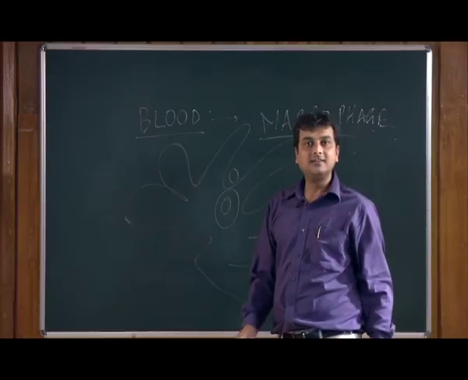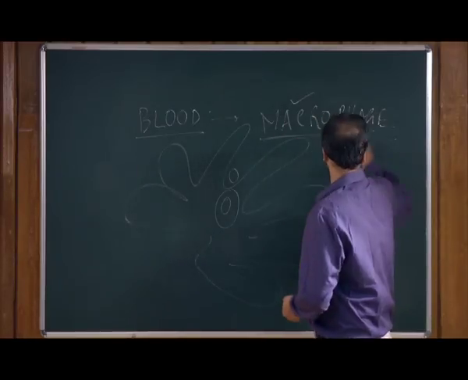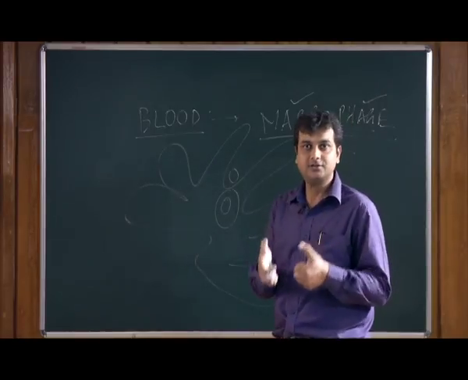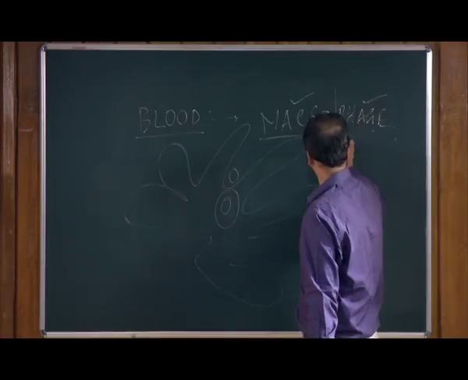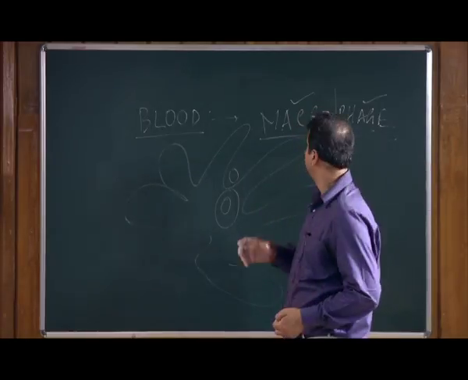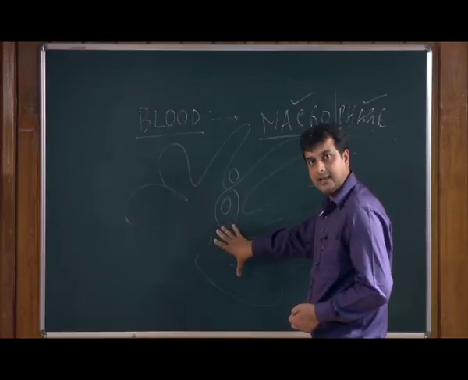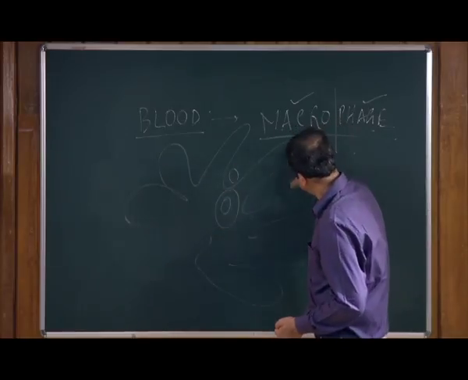Sorry. So, these are all macrophages. Macro means large and phage means the eater. So, macrophages are the cells which can eat the microorganisms coming from outside. Macrophages are cells having a large surface area.